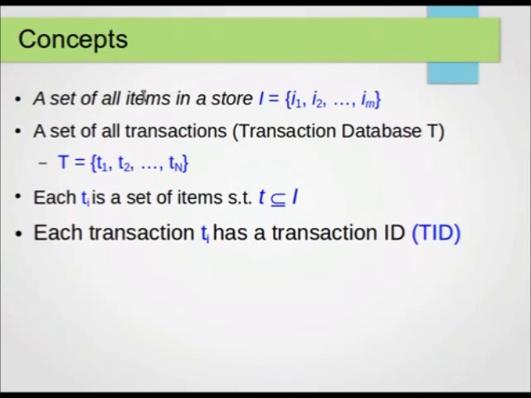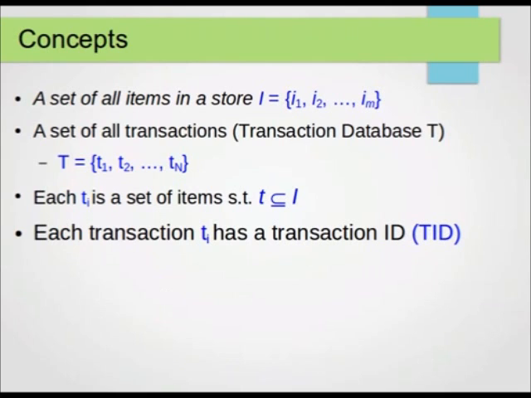We mentioned that we can consider I as a set of all items in a store, so item 1, item 2, all the way to item M. The store has M items, and then we have a transaction database T, which has all the transactions T1, T2, all the way to Tn. N transactions we have in the database, where every Ti has one or more items from I, and every transaction in the dataset is given a transaction ID, TID.